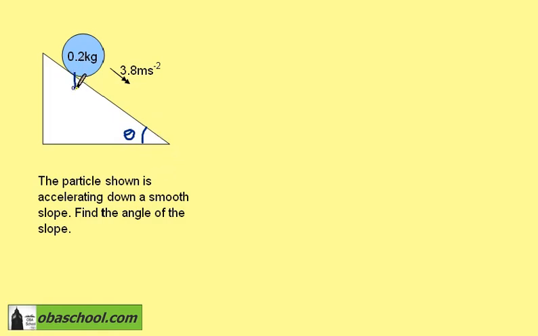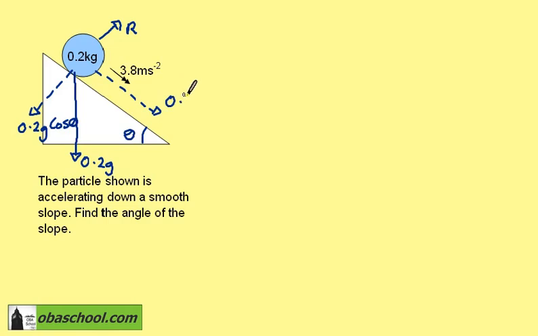If we now consider some forces, the weight of the particle will act vertically downwards. There will be a reaction force, and this is always perpendicular to the surface. We can split the weight into components. We should be used to this, but the component perpendicular to the surface is 0.2 g cos theta, and parallel to the surface is the sine, so we get 0.2 g sine theta.